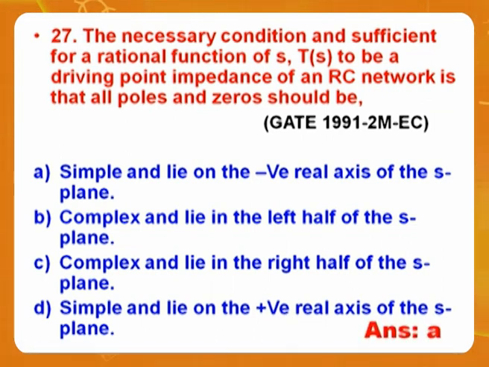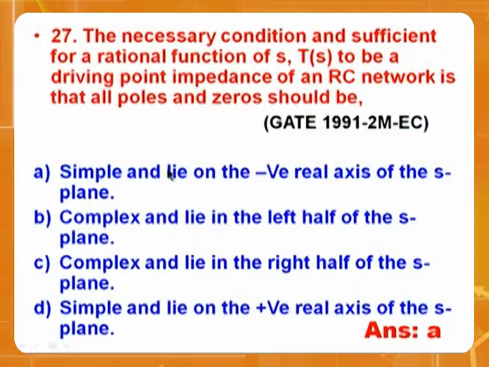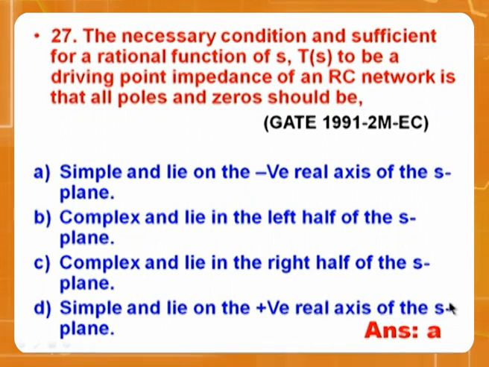Option is definitely A. Why is it A? Look here. They must lie on the negative side. They must be simple. Whereas the second one is wrong because he said complex. Complex is not possible for RC. C is also wrong because he said complex, not possible for RC. Complex is only possible for LC. D, simple and lie on the positive real axis of the S plane, is also wrong.